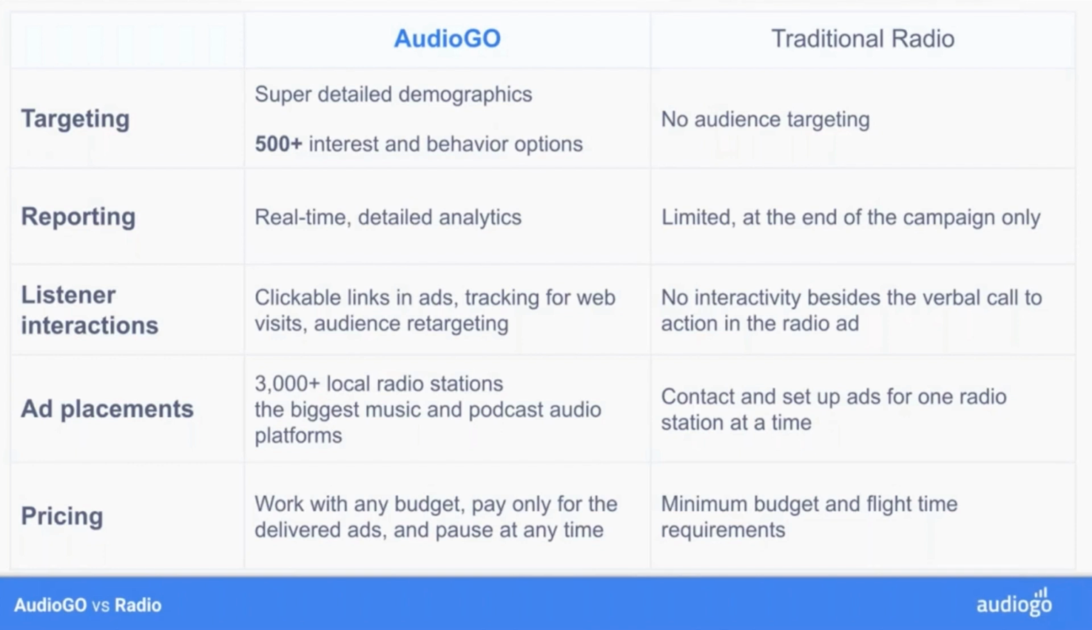But having that reach, having those additional stations really helps you reach more of the target audience that you're looking for. And then the last one would be around pricing. So, we work with virtually any budget. You only pay for ads that we deliver. You can start and stop campaigns at any time. A lot of flexibility there. Which is a little bit more rigid on the traditional radio side. There's usually kind of higher minimum budget, and you have to pick certain flight times, and there's different prices for that. So we really make things flexible.